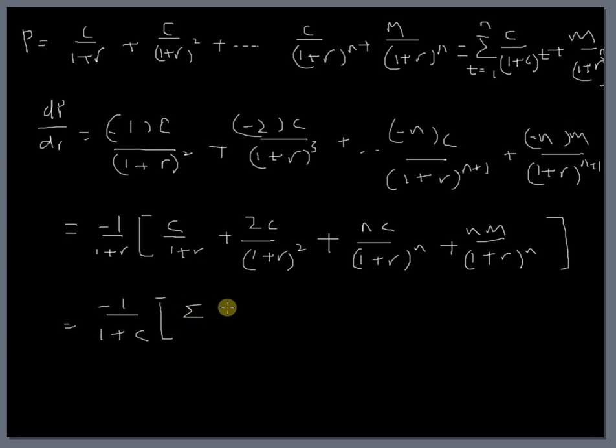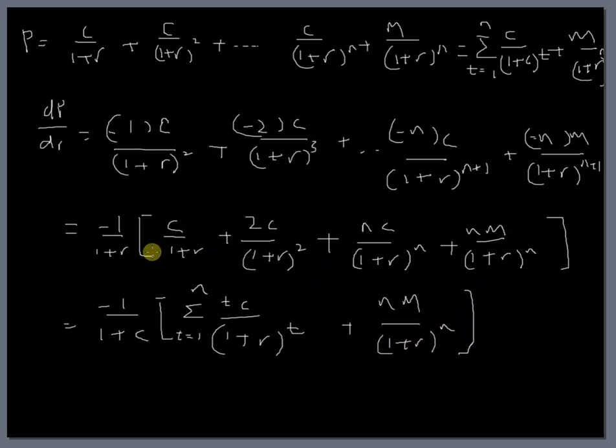Summation of t C over (1 plus R) to the power of t, and the last term, t equal to N, is N times (C plus M) over (1 plus R) to the power of N.